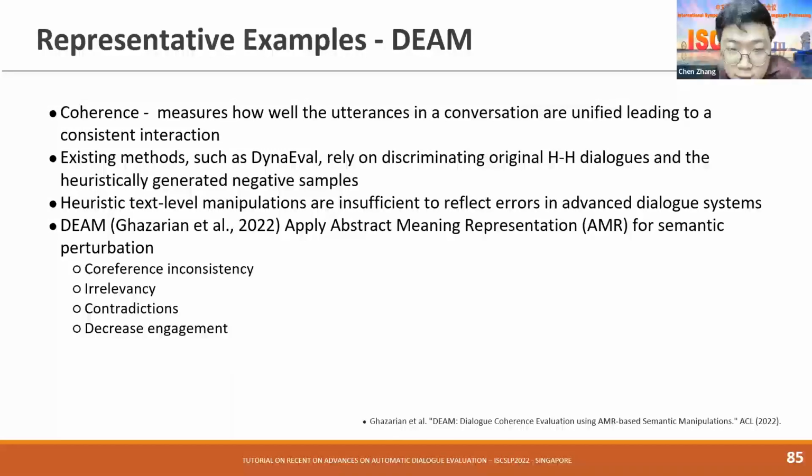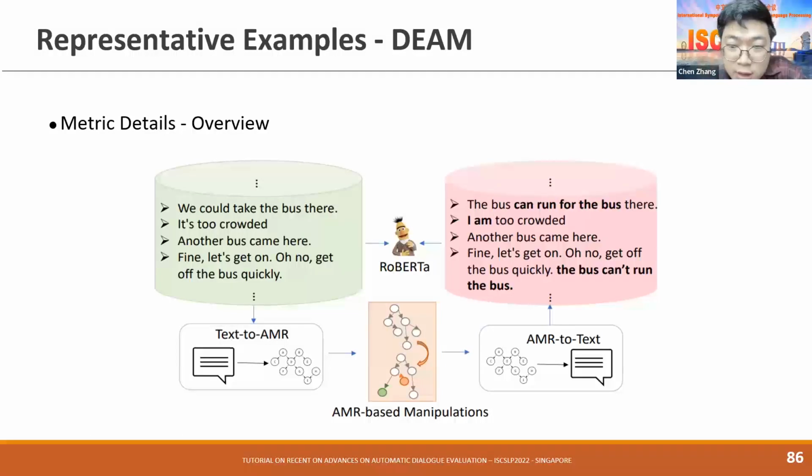So they try to apply abstract meaning representation, AMR, for semantic perturbation, such as co-reference inconsistency, irrelevancy, contradiction, and decreased engagement. These are four types of semantic-level perturbation. Then here is basically the detail of the metric. They adopt a RoBERTa model with a classifier on top. So it's a sequence classification based RoBERTa, but they try to classify the original dialogue and the AMR-based perturbed dialogue.